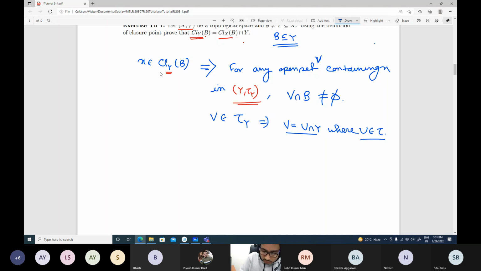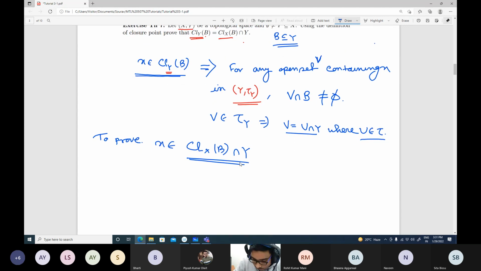So we have taken X in this set. We are trying to prove X belongs to closure of B in X intersection Y, right? Then we will get the one-way inclusion. So to prove this, see, X is already in Y, because X is in the closure of B in Y. So X belongs to Y is obvious. So we have to prove this one only.